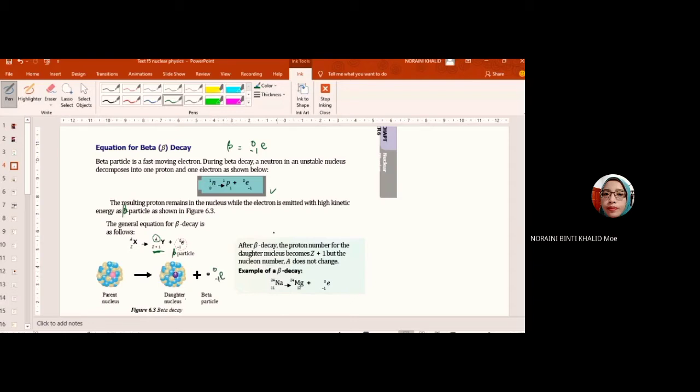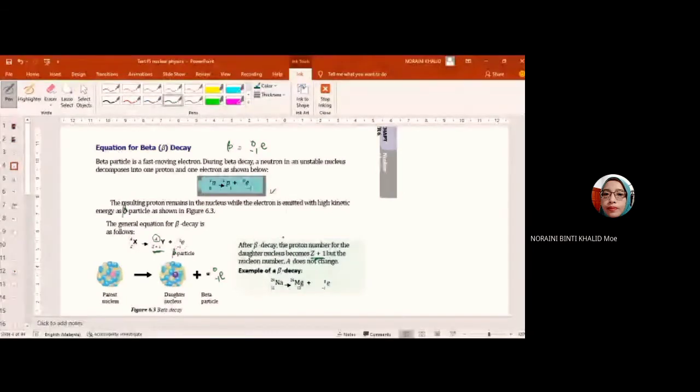After beta decay, the proton number of the daughter nucleus becomes Z plus 1, but the nucleon number A does not change. So from here we know what type of decay occurred. Remember, no change in nucleon number, but the proton number increases by 1 means one beta is released. As an example here, sodium 24 11 decays to become magnesium 24. The proton number increased by 1, thus releasing one beta.